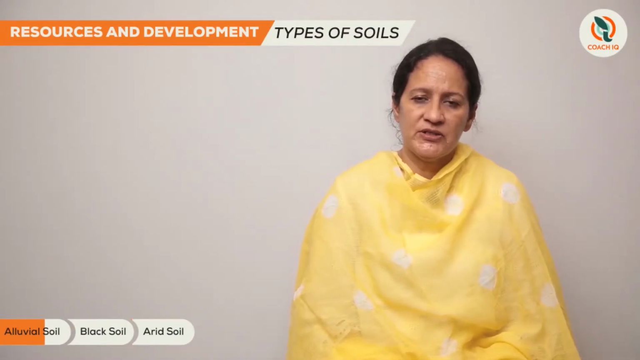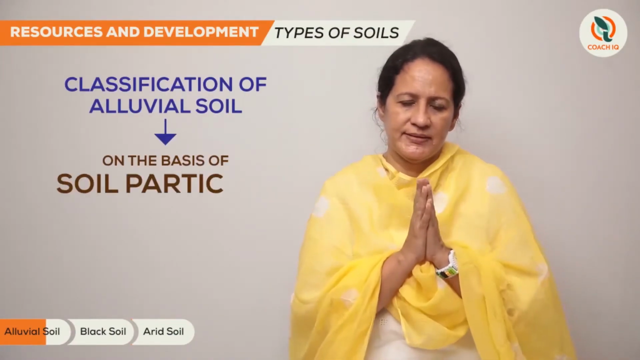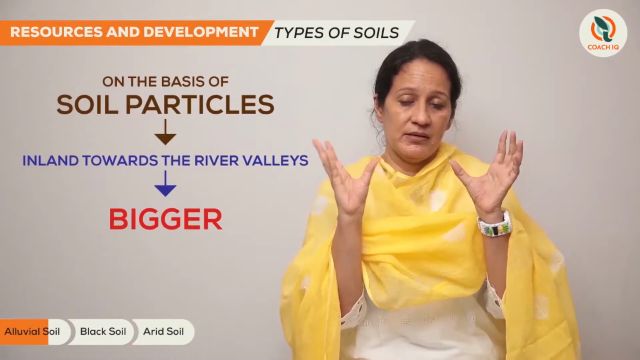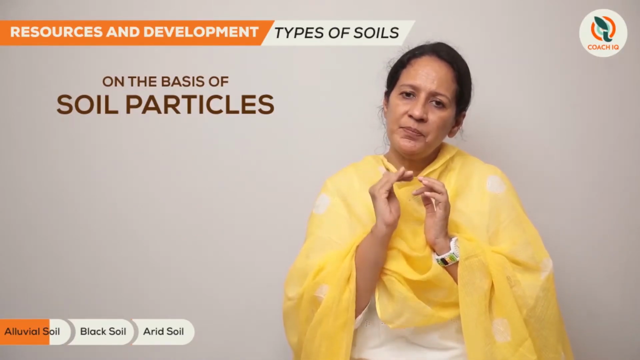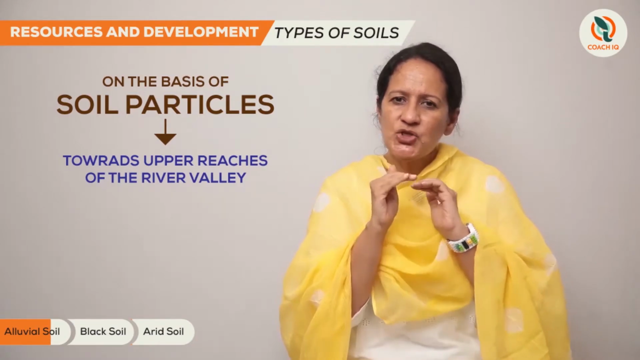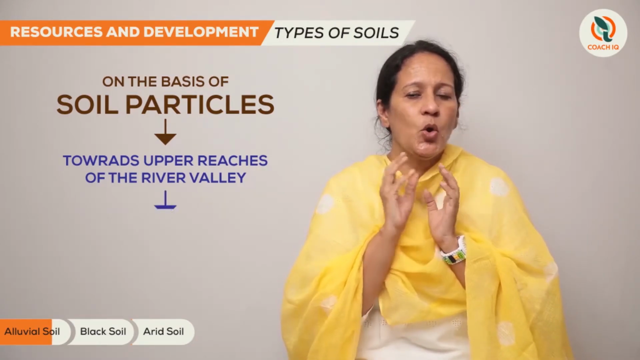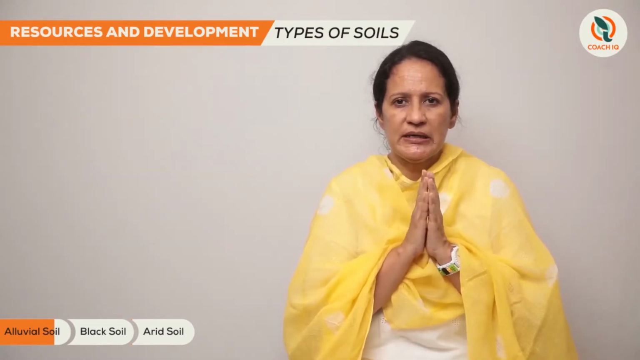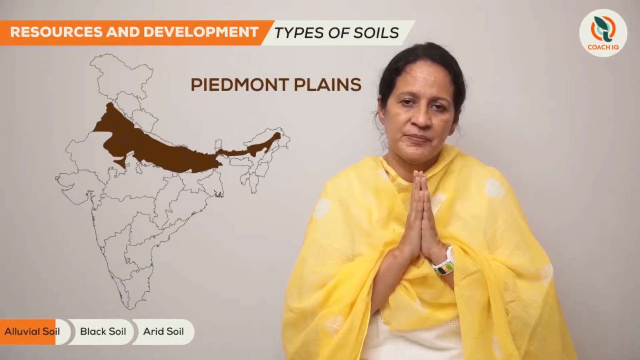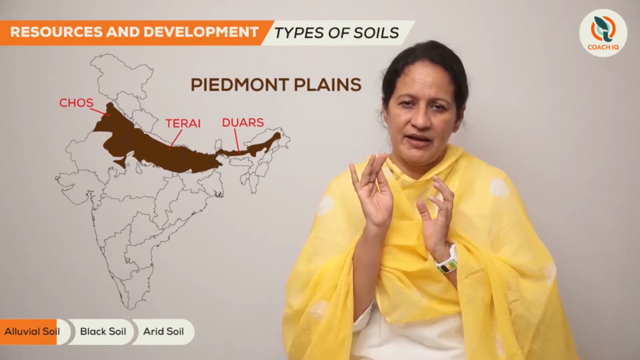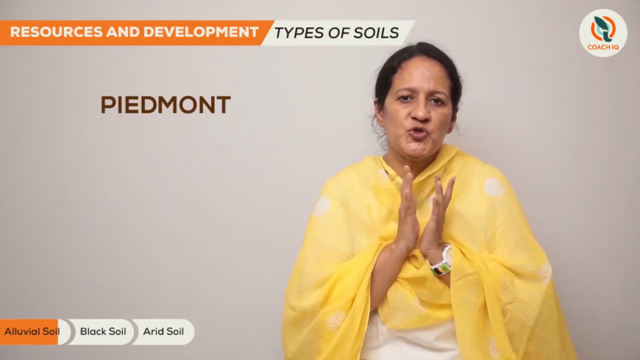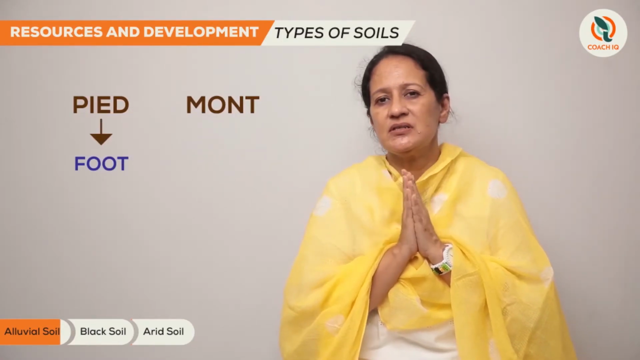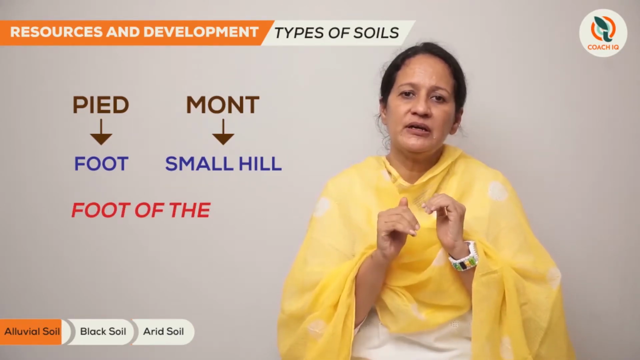Now we classify the alluvial soil. First we do it on the basis of the soil particles. As we move inland towards the river valleys, the soil particles are bigger, larger in size. Towards the upper reaches of the river valley, where the slope breaks, the soil is coarse. Coarse means rough. This coarse alluvial soil is seen mainly in the Piedmont plains of the Duars, Shores and Terai. Now what is Piedmont? If you split the word, Pied is foot in French and Mont is like a small hill. So you get foot of the hill.